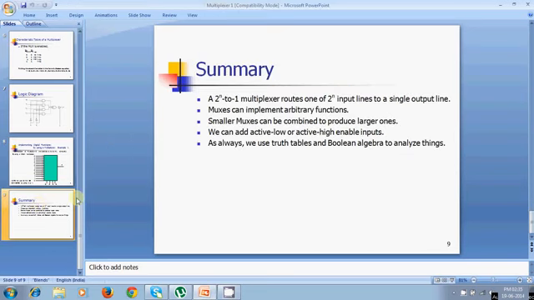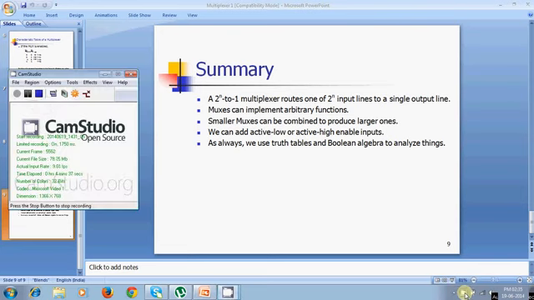So now we can conclude that a multiplexer selects one of its 2 raised to the power n input lines to be the output. The multiplexers can be used to implement arbitrary functions, and we have to use truth tables and Boolean algebra to analyze these circuits.